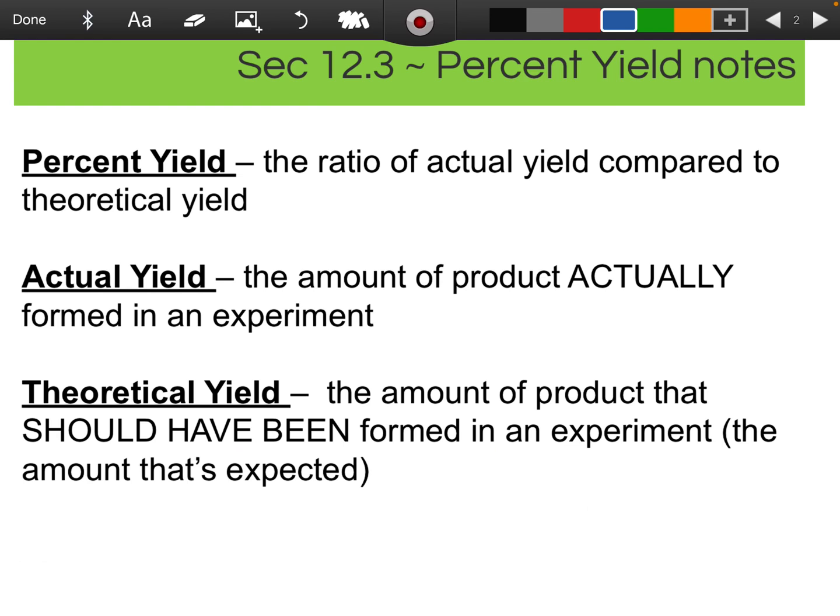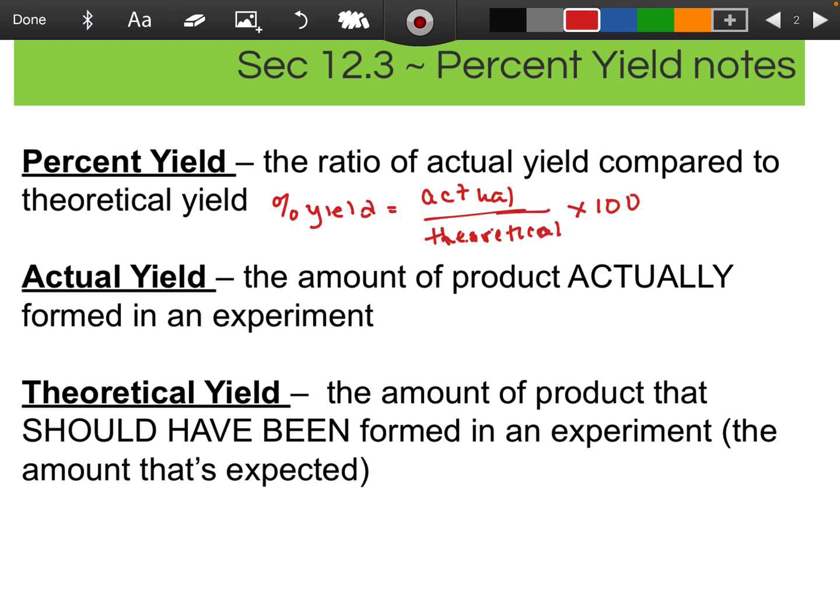So here are some terms that are important. Percent yield is the ratio of actual yield compared to theoretical yield. So if you wanted to also add this equation to your notes, to find percent yield, you would take your actual yield divided by your theoretical yield, and then you would take that times 100 to change it to a percent.